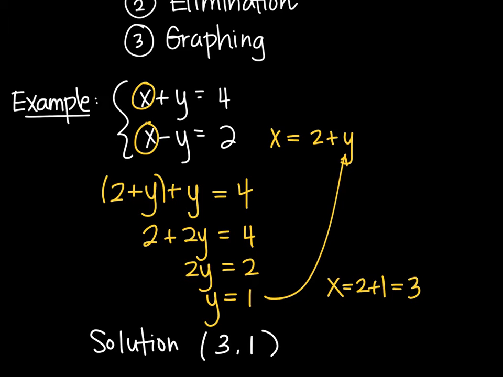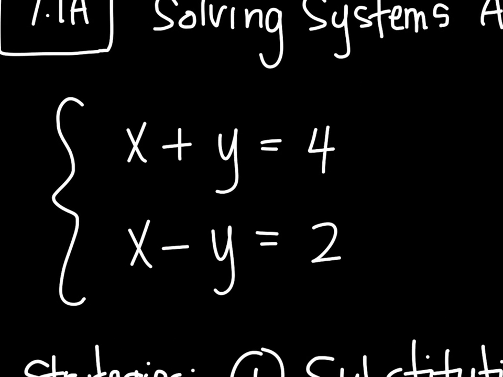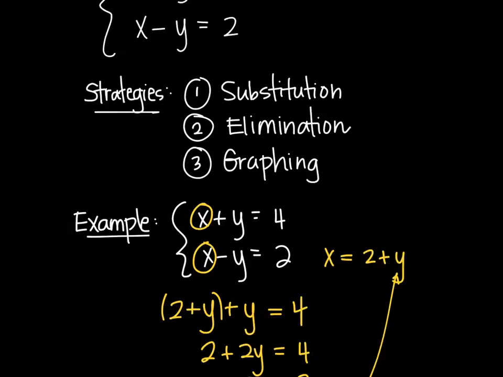Let's check if it works back in that system. If I put 3 and 1 for x and y, 3 plus 1 works out to 4, 3 minus 1 works out to 2, so the answer is 3 and 1.